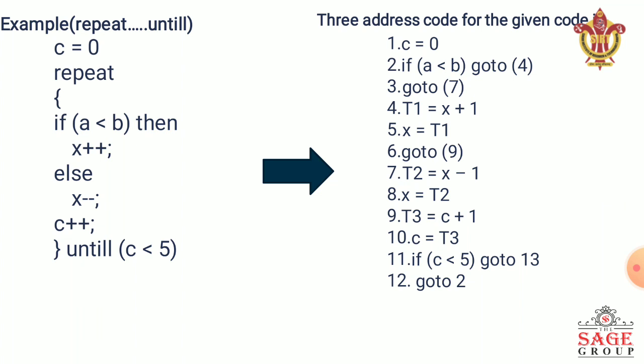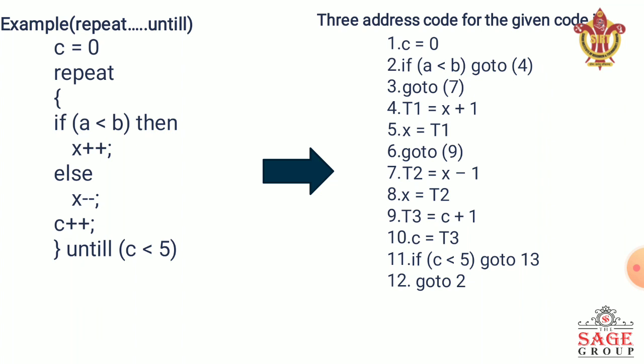So we execute t1 equal to x plus 1 and x equal to t1, which is denoted by statement number 1. If the condition a less than b is true, then we write go to 4. Now, whichever of the situations works, if or else, we execute the remaining portion of the repeat loop, which is c plus plus, denoted by statement number 9. So after executing the true part, we write go to 9.